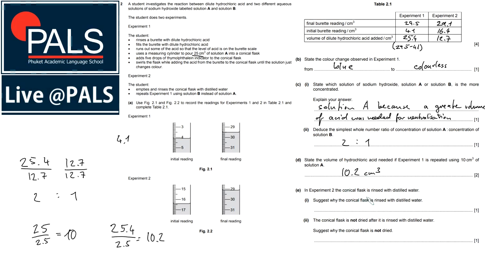In experiment 2, the conical flask is rinsed with distilled water. Suggest why the conical flask is rinsed with distilled water. And that is usually to clean the flask and remove any residues, any leftovers from our experiment 1. The conical flask is not dried after it is rinsed with distilled water. Suggest why the conical flask is not dried.